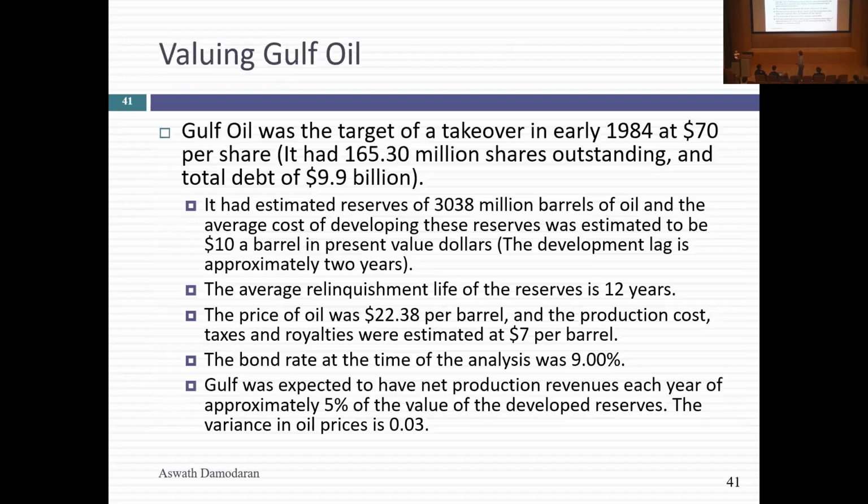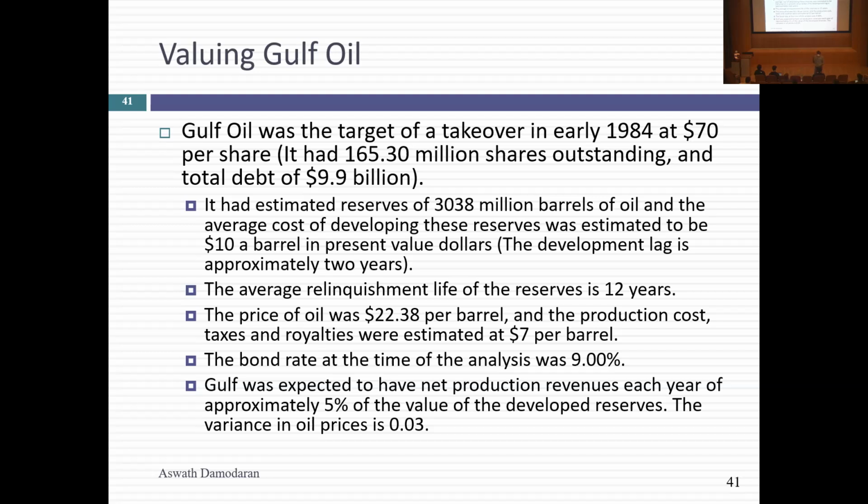So let's look at how this plays out. And I'm going to use Gulf Oil as my example. Early 80s, it's targeted in an acquisition. It's targeted primarily because it has lots of undeveloped reserves. In fact, its reserves were 3.038 billion barrels of reserves in different parts of the world. The cost, if you decide to develop all these reserves, is about $10 a barrel. So 30.38 billion, they spend it today, will mean they can develop all the reserves today.